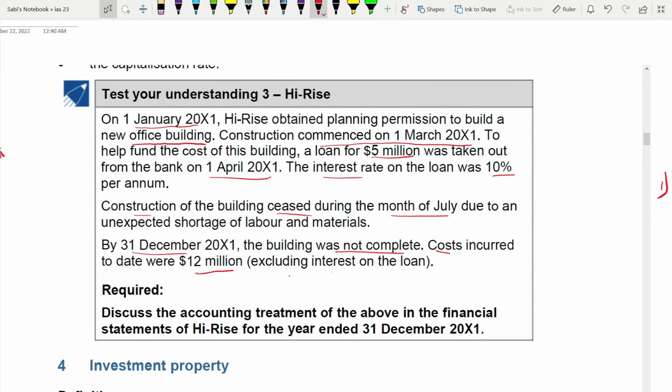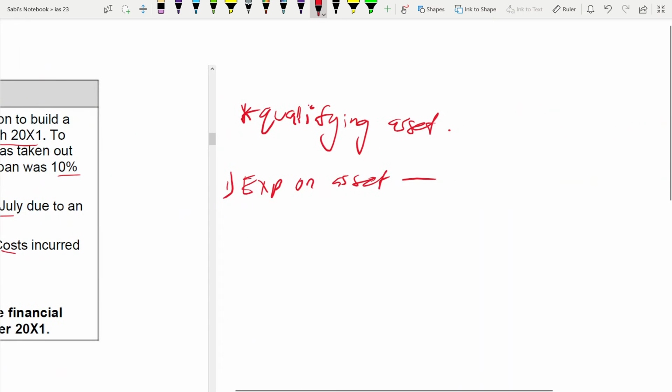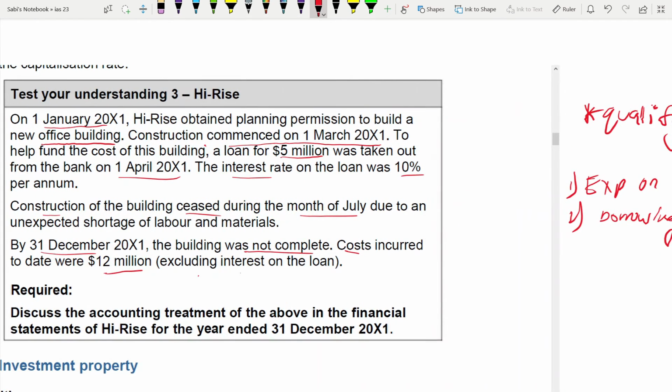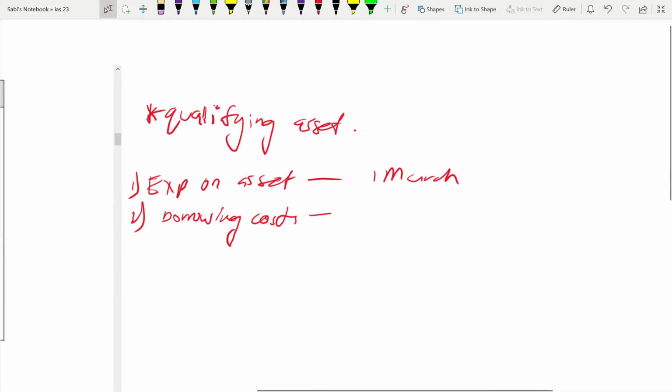1st of March, because construction started. Construction means expenses on the building. So 1st of March. Second, borrowing cost. When did it incur the borrowing? All 3 conditions have to be there, by the way, not just one of them. Borrowing. When did you take the borrowing? You took it on 1st of April, 1 month after.